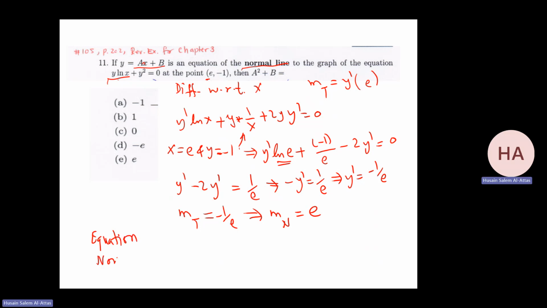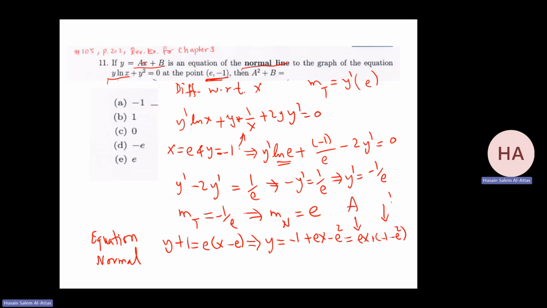Equation of the normal. I need y. This is the point: y plus 1 equals e times (x minus e). So y will be minus 1 plus ex minus e squared. In other words, y = ex plus (minus 1 minus e squared). So this is capital A, this is capital B. What they want is a squared plus b, which is e squared, because a is e, minus 1 minus e squared. So the answer is minus 1.